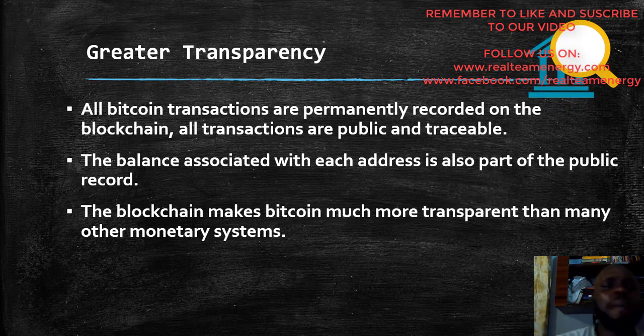Now, apart from that, one of the benefits again is greater transparency. All Bitcoin transactions are permanently recorded on the blockchain. We've talked about what the blockchain is briefly. All transactions are public and traceable. You can send somebody Bitcoin, say from Nigeria to the US, and then with the hash ID, or even the wallet address of the sender or the receiver, you can actually see such a transaction, how much was sent on the blockchain. That is what we call transparency in the public, on the blockchain.